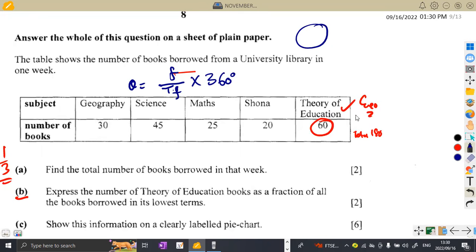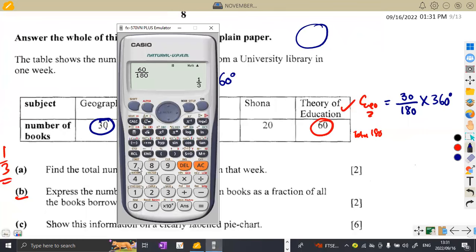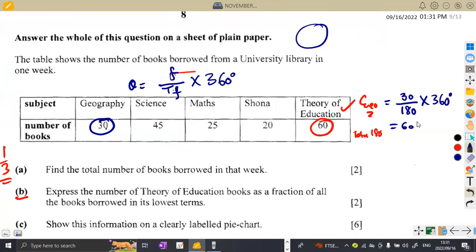So it means for geography, what is the frequency for geography? The number of books for geography is 30. So our theta is going to be 30 over the total, which is 180, times 360 degrees. Okay, so from your calculator, you can simplify this. That's 30 over 180, and whatever I get here, I have to multiply by 360. Okay, so I'm going to obtain 60 degrees. So geography here has got 60 degrees.